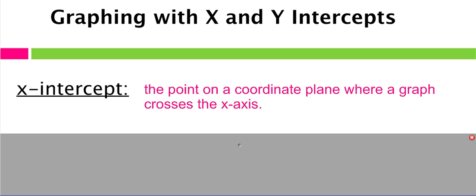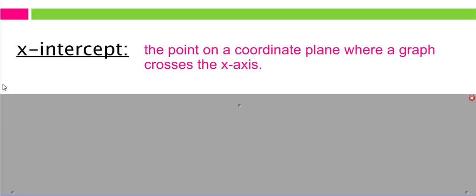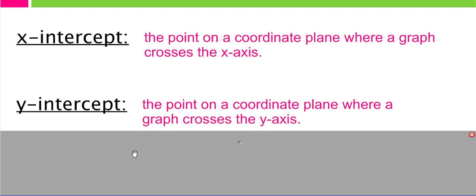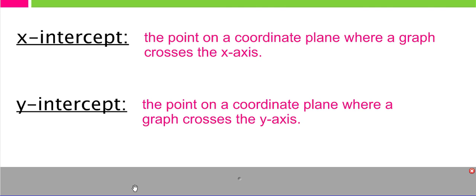An x-intercept is a point on a coordinate plane where our graph will cross the x-axis. The y-intercept then is going to be the point on our coordinate plane where a graph crosses the y-axis. For an x-intercept, we'll always have an ordered pair with some value for x that corresponds to our equation, but the y value will always be 0.